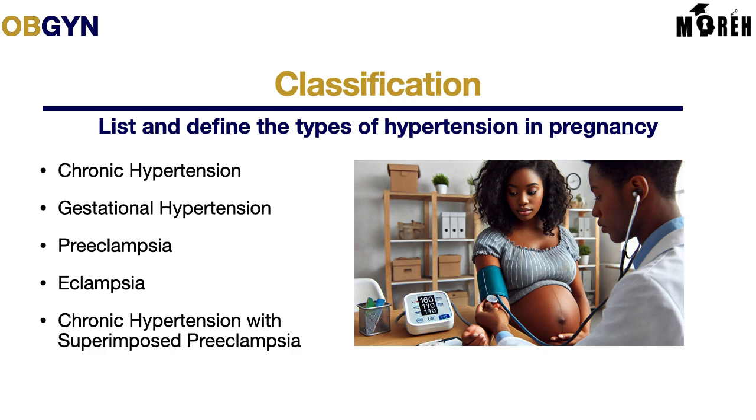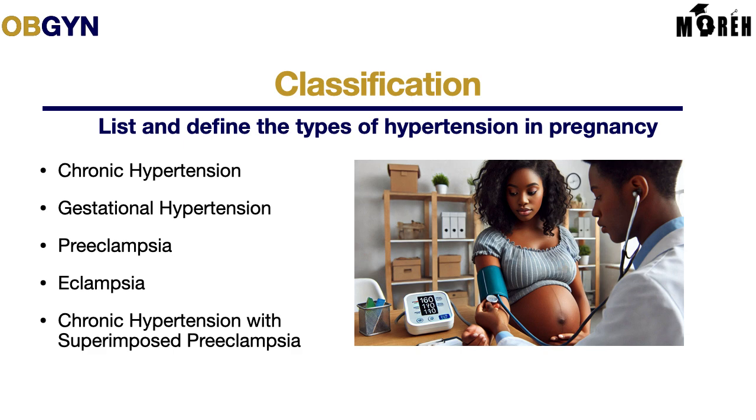Then if there's going to be appearance of protein in the urine, proteinuria, with a sustained elevated blood pressure after 20 weeks, we're going to call that preeclampsia. And then if there's an addition of seizures, so there's a sustained elevated blood pressure, we have proteinuria plus seizures, we're going to call that eclampsia. From the Greek origin, the word eclampsia means to seize, or having a seizure.